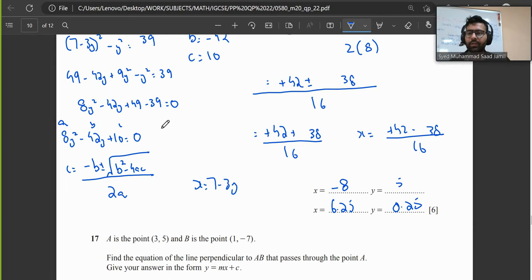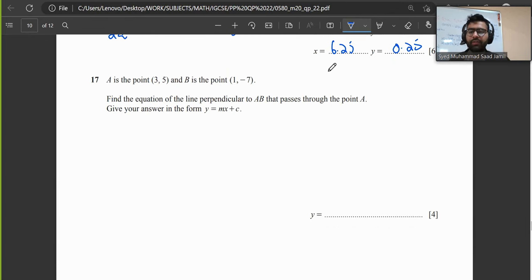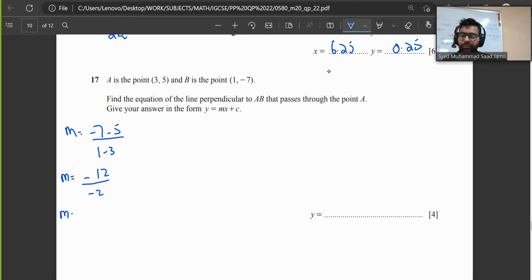And that's it. Moving on to the next question, it says A is the point (3, 5), B is the point (1, minus 7). Find the equation of the line perpendicular to AB. So first of all, the first step is to find the gradient. So you will do y2 minus y1 upon x2 minus x1. M is equal to minus 12 upon minus 2. M is equal to 6.